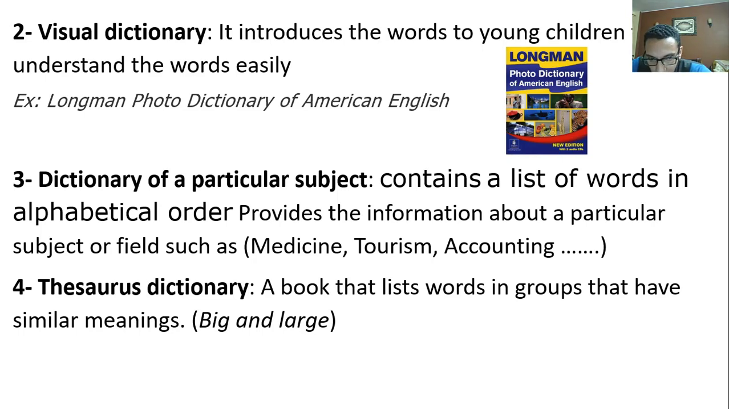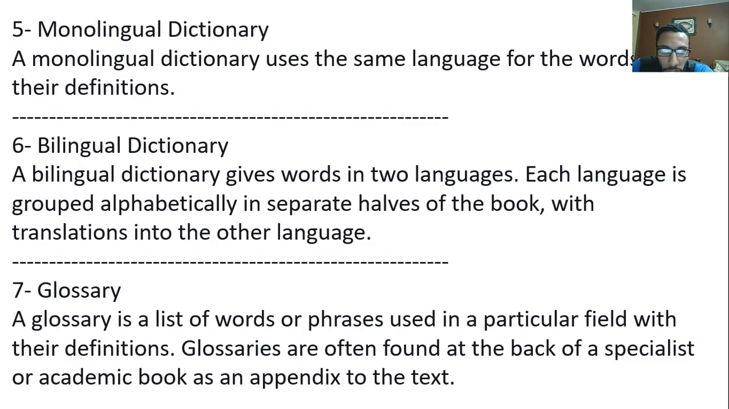Thesaurus Dictionary, a book that lists words in groups that have similar meanings. For example, big and large. Here, monolingual dictionary. A monolingual dictionary uses the same language for the words and their definitions. Bilingual dictionary. A bilingual dictionary gives words in 2 languages. Each language is grouped alphabetically in separate halves of a book, which has translations into the other language. For example, we can find an English Arabic or Arabic English dictionary, so we can find two languages inside the dictionary.